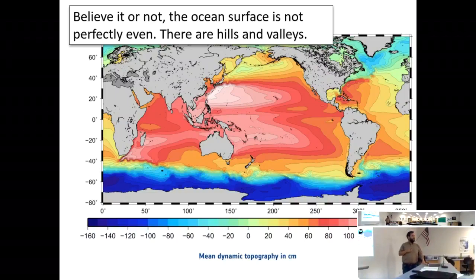So why do you think the water on top of this hill doesn't all flow down and just be perfectly flat? Doesn't that seem like that's what should happen? It should all flow down and be perfectly flat. But it doesn't do that. So, any ideas why that might happen?